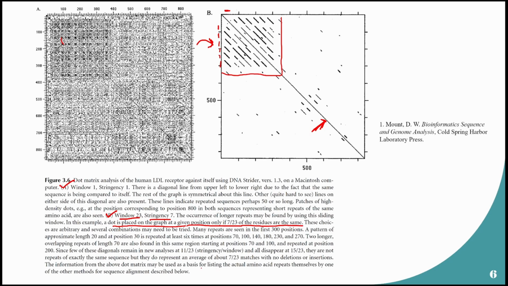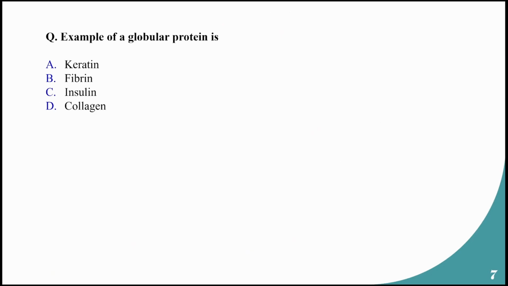So here it says that the basis for listing the actual amino acid repeats themselves is by one of the other methods of sequence alignment. So that's how the dot plot basically works. Okay.